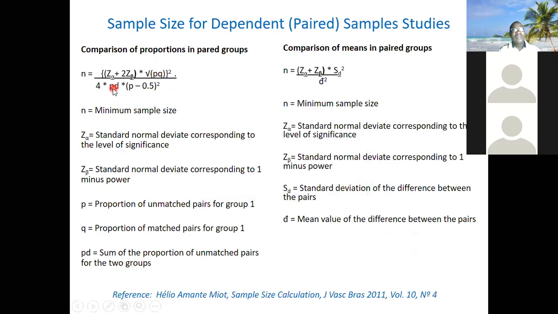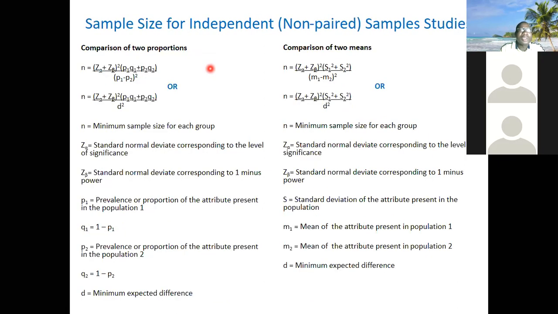You will still see that both the Z alpha, Z beta, and the prevalence of the attribute and the multiplication of the prevalence make the numerator, while in the denominator you see something like the difference between the two groups that we are considering. So the denominator is the difference.